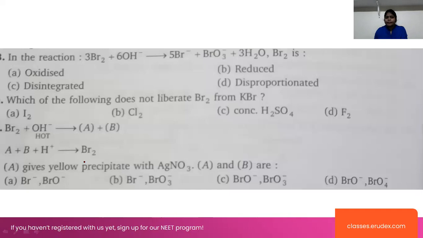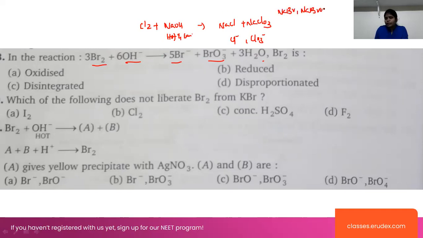Next one. In the reaction 3Br2 plus 6OH minus gives rise to 5Br minus and BrO3 minus along with 3H2O, we already know that Cl2 reacts with hot and concentrated NaOH to give NaCl along with NaClO3, that is Cl minus and ClO3 minus. In the similar sense, bromine also reacts with hot and concentrated NaOH to give NaBr along with NaBrO3. So this reaction resembles the disproportionation reaction.